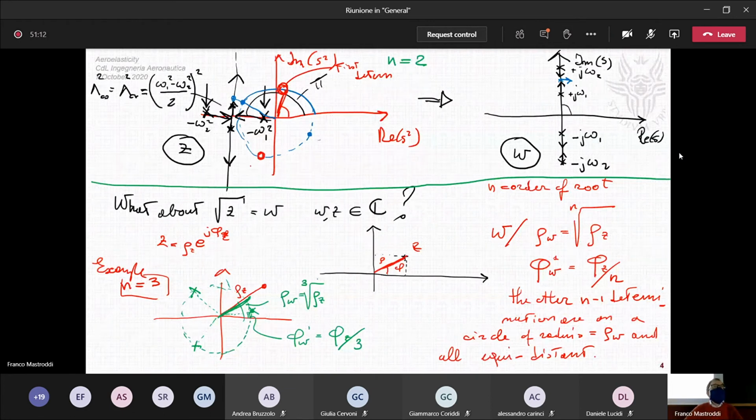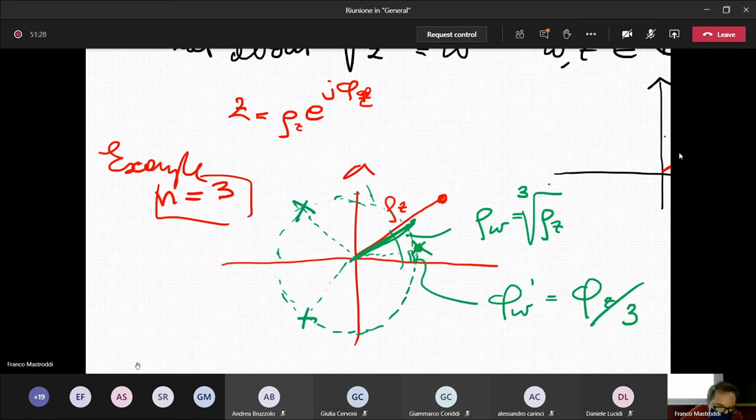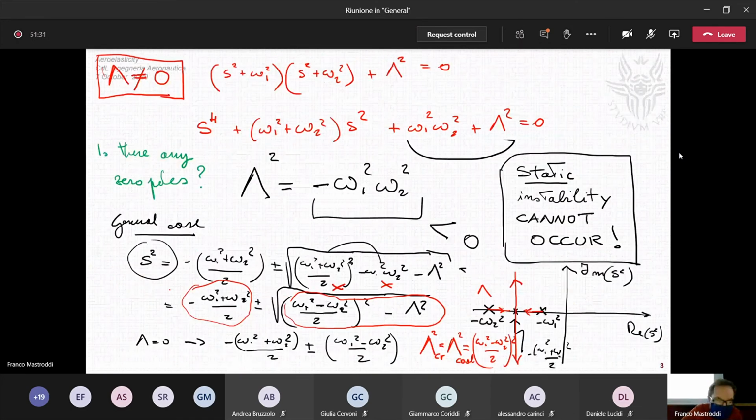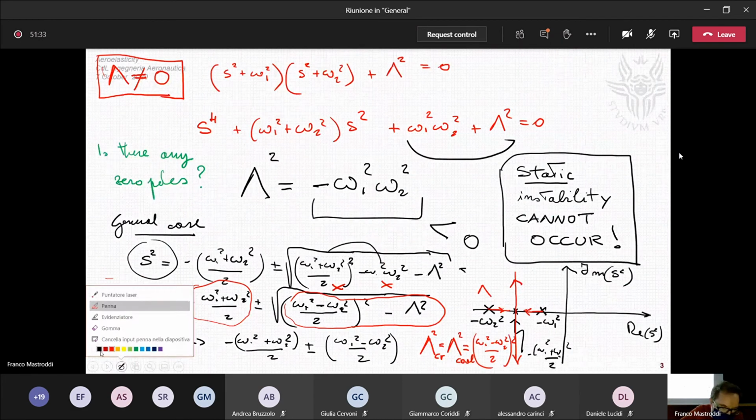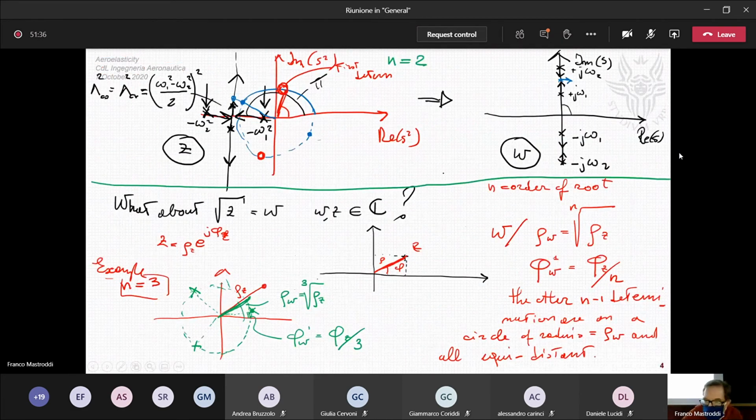So the two final phases are one for this complex number, another one for this complex number. So taking the square root of this value, you have a solution here, and the other solution here, corresponding to this and this. Okay?